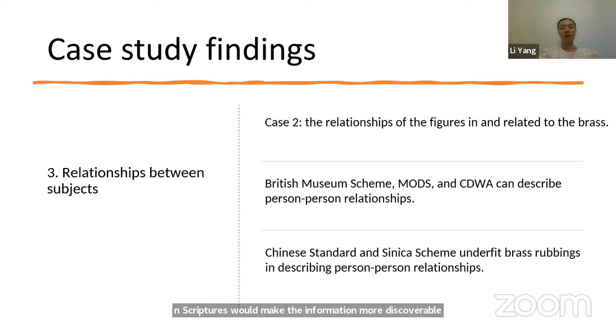The brass rubbing case describes the relationships of the figures related to the brass. British Museum scheme, MODS, and CDWA can describe person-to-person relationships, but Chinese standard and Seneca scheme underfit brass rubbings in describing person-to-person relationships.